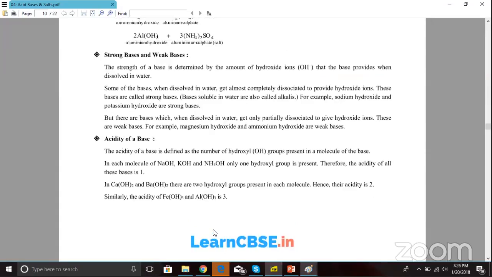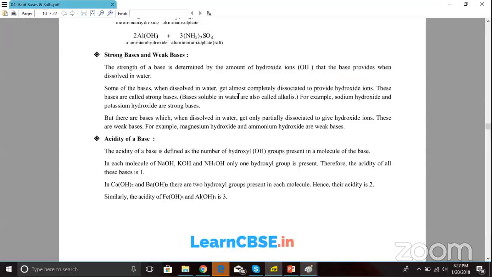The next topic is strong bases and weak bases. Again, the same thing as we have seen in strong acids and weak acids. Strong bases are those that, when dissolved in water, are completely ionized. So if you take 100 molecules of NaOH, it should produce 100 OH- ions. That we call a strong base. It depends on how many OH- ions it can provide.